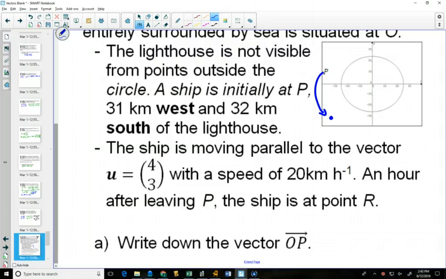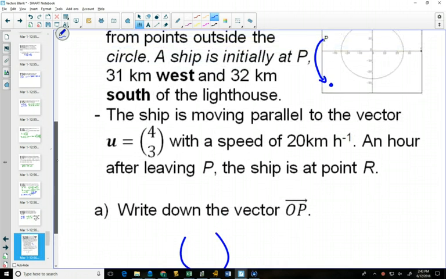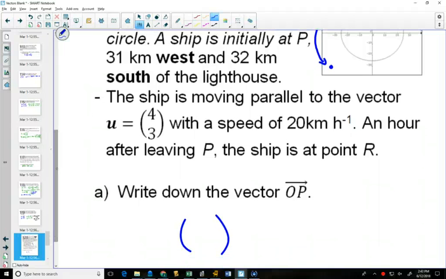What's that h to the negative 1? It's just the h is divided by, like kilometers per hour. Sometimes in physics they'll write h to the minus 1 instead of writing divided by h. An hour after leaving P, the ship is at point R. So write down the vector O to P. Well, O to P, we are going 31 kilometers to the west, so that would show up as a minus 31. And 32 kilometers to the south, that would show up as a minus 32.